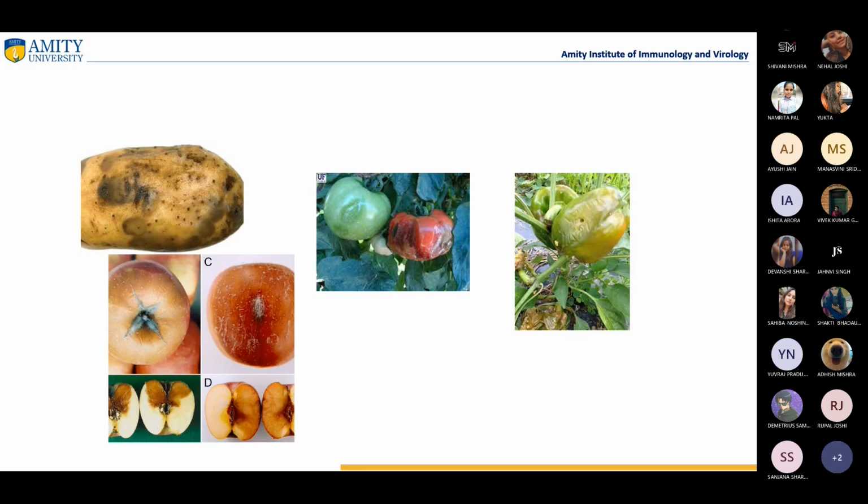So this is again different soft rots. We can see the first one is a potato, and then this one is a tomato. This one seems to be a capsicum, right? And this is an apple. So these are the different soft rots which are being caused by the bacteria.